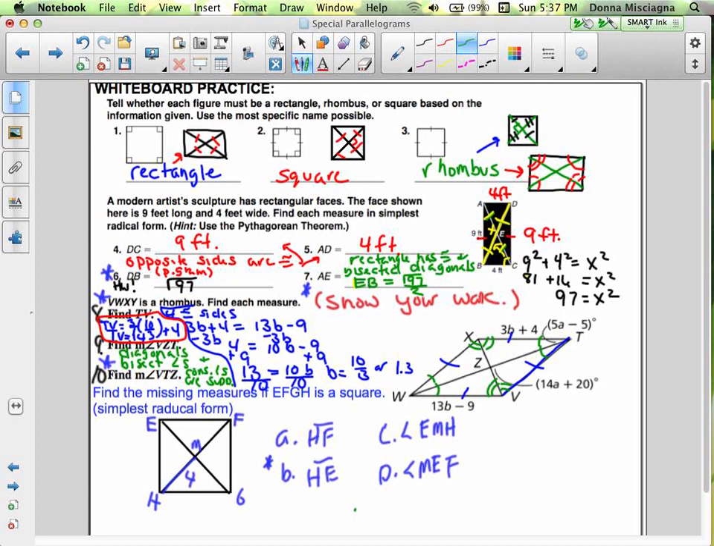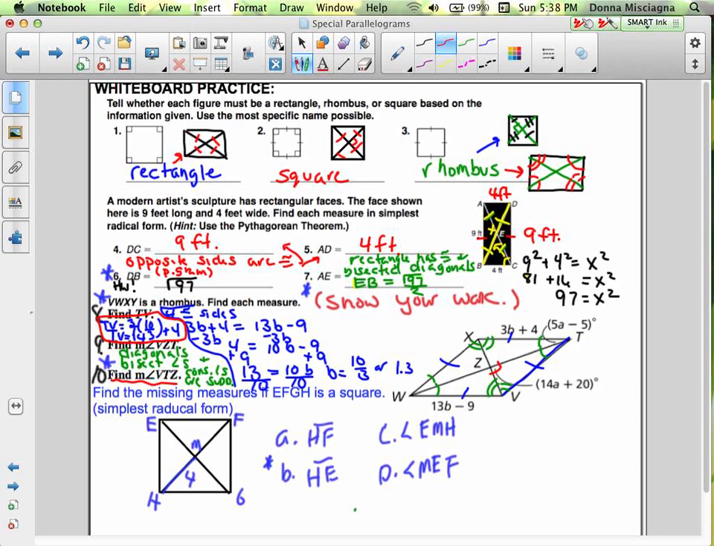However, we could get enough if we knew what a was. If we knew what a was, we could just plug it in. How can we find a? Well, we could answer question number 10 first, because that's just this angle right here. And we know the diagonals are perpendicular to one another in a rhombus. And so that angle there is 90 degrees.